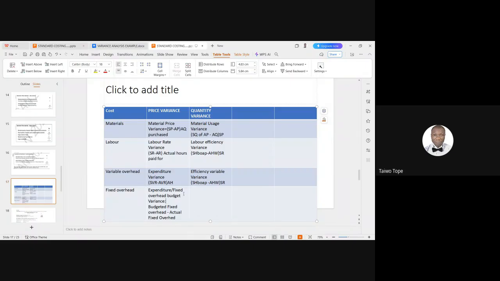So for the quantity side, based on fixed overhead, we're looking at volume variance. That is fixed overhead volume variance.